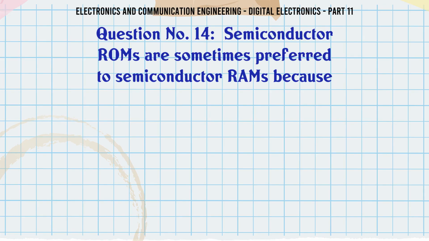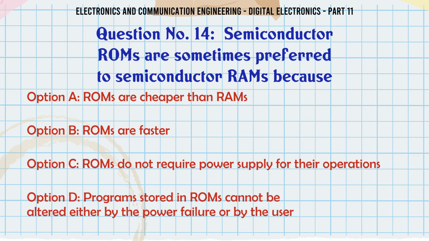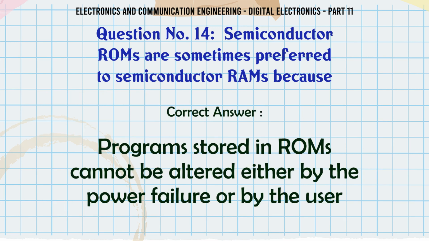Semiconductor ROMs are sometimes preferred to semiconductor RAMs because: A, ROMs are cheaper than RAMs. B, ROMs are faster. C, ROMs do not require power supply for their operations. D, programs stored in ROMs cannot be altered either by the power failure or by the user. The correct answer is programs stored in ROMs cannot be altered either by the power failure or by the user.